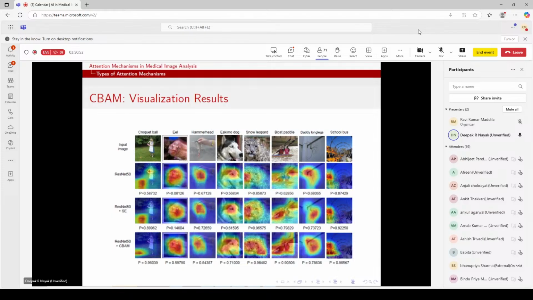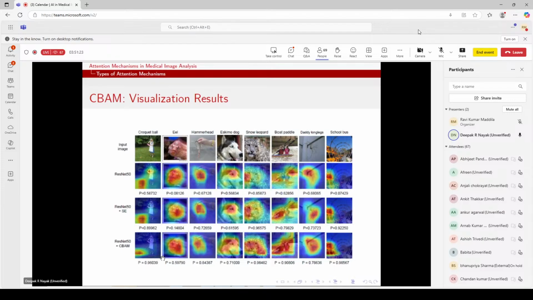Already, in a few lectures, we have seen how Grad-CAM helps us in improving the explainability or interpretability of the model, and how it helps us in visualizing where the model is focusing. So if you just look at this particular set of results, which was obtained when CBAM was applied over some sort of images, the results of the CBAM are just below.